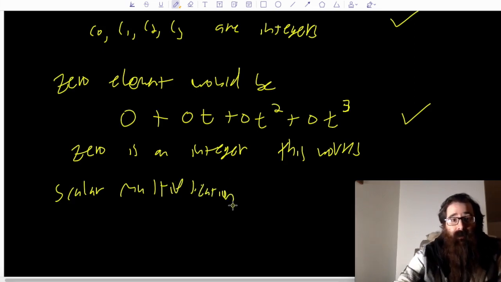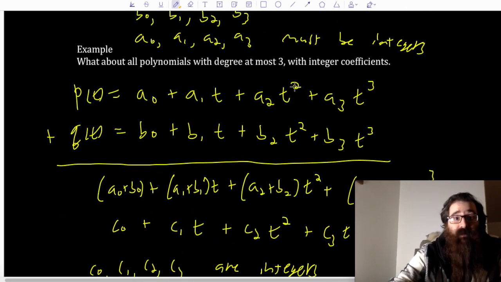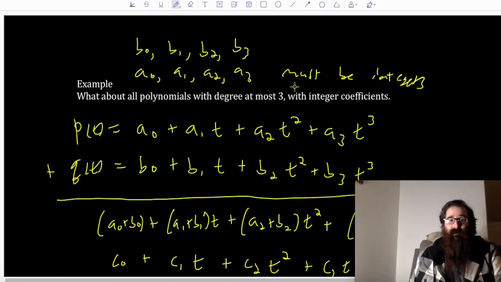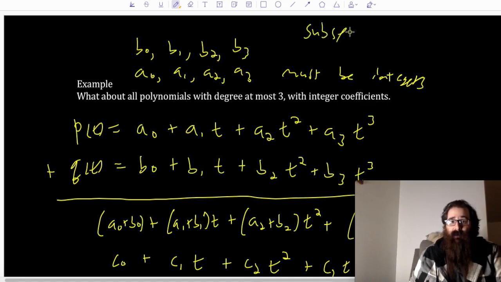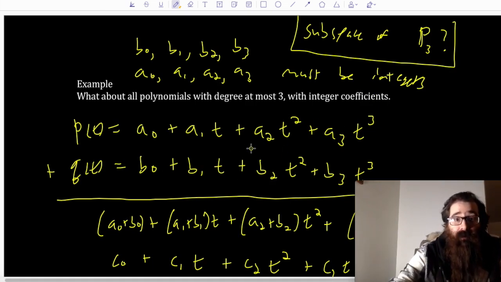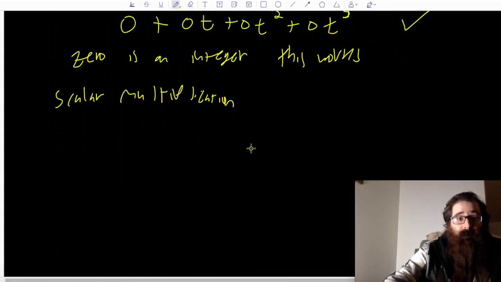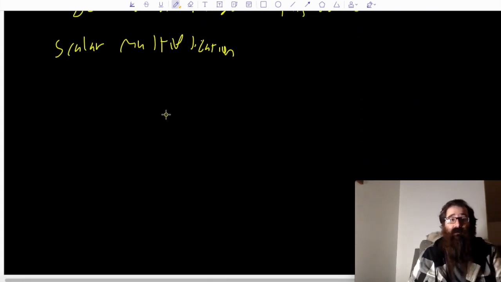Remember, all that we're talking about are polynomials that are degree at most 3 that have integer coefficients. And I want to know, is this going to be a subspace? I didn't write this down earlier, but probably got a good idea. Is this a subspace of polynomial space P3, polynomials of degree at most 3? Question mark. Okay, I'm trying to find that out. We are closed under addition. If I take two polynomials of this type and add them together, I do get another polynomial that stays in that set. I do have the 0 element. What about scalar multiplication? Am I closed under scalar multiplication?